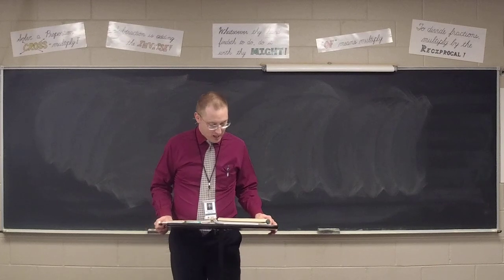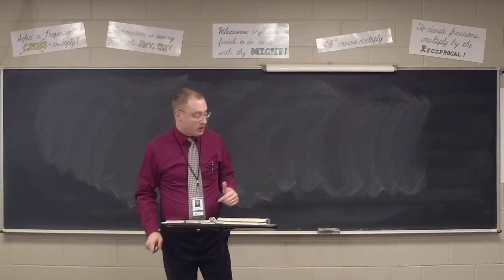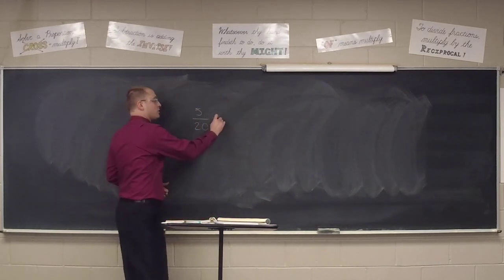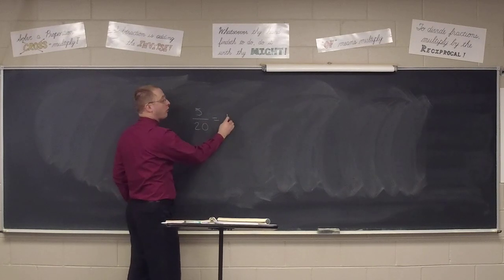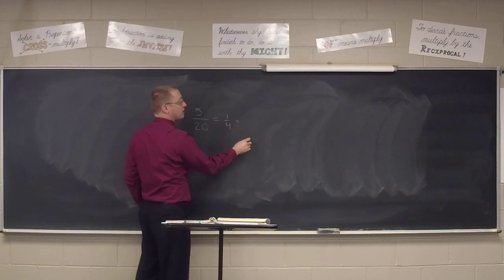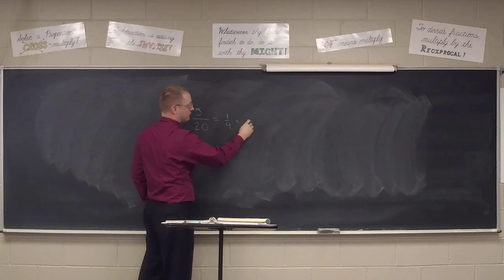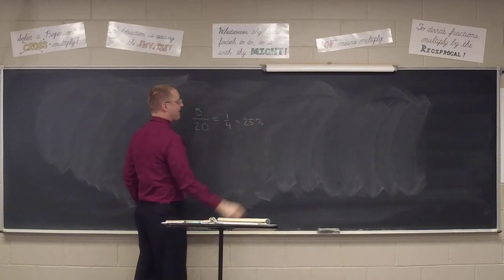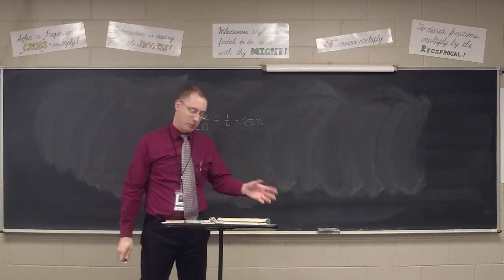Love peanut M&Ms. But anyway, 5 to 20, reduce that ratio down to 1 to 4, which would be 0.25 or 25%. There's a 25% chance he draws a green candy with a single draw.